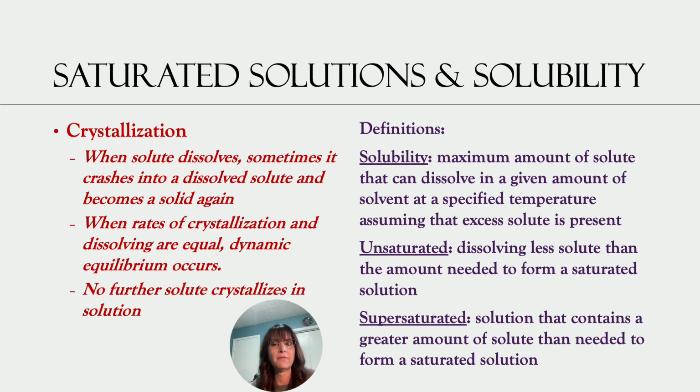So let's look at some of these definitions. Solubility is just the maximum amount of solute that can dissolve in a given amount of solvent at a specific temperature, pressure, etc. And then unsaturated versus supersaturated. Well, unsaturated means that you're dissolving less solute than the amount needed to form a saturated solution. So let's say a solution can hold, I'm just throwing out a number, 10. And you're at 5. Well, you're unsaturated. You haven't reached the maximum amount that solution can hold.